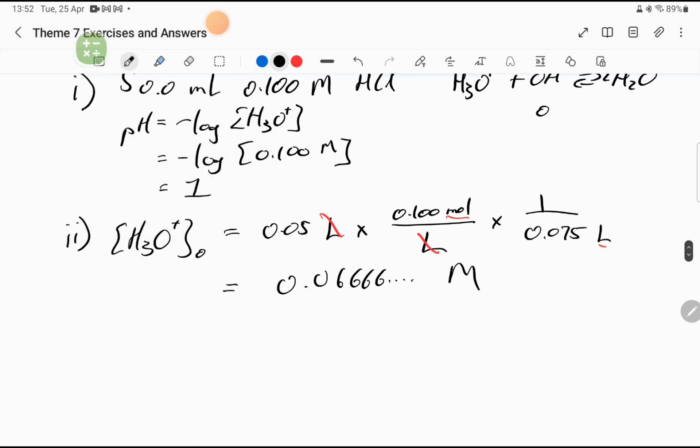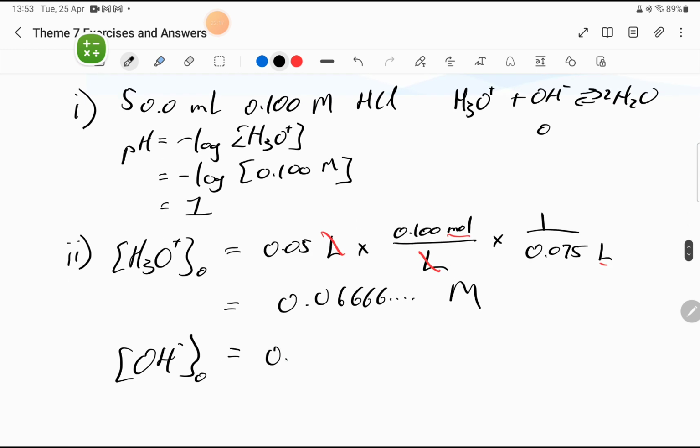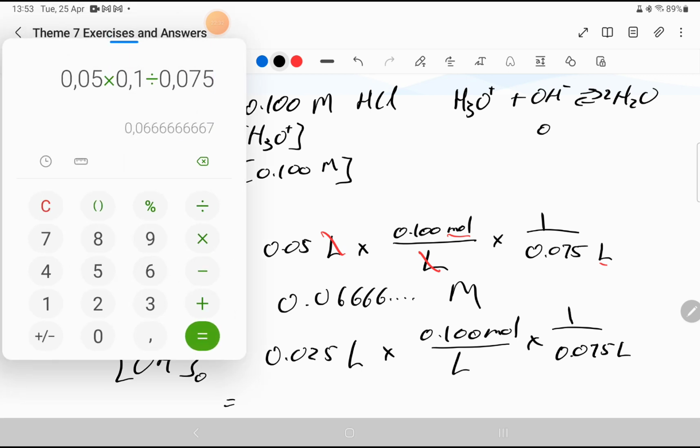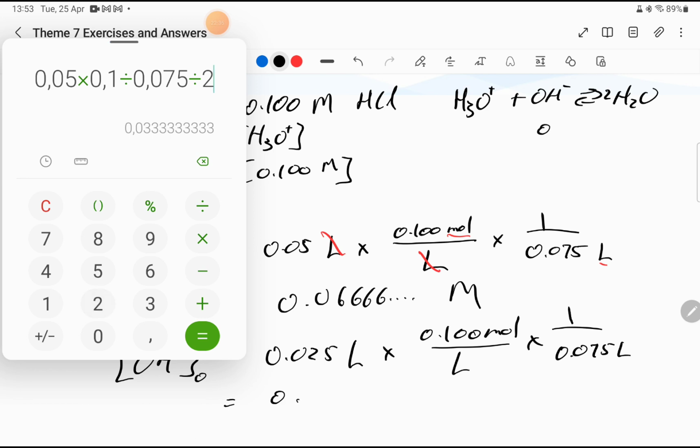Then we can look at what is our initial hydroxide concentration that we've added. This is 0.025 liters times 0.100 mole per liter at our new volume of 1 over 0.075 liters. So that'll be exactly half of what we're dealing with now, so I'm not going to do the entire one. That'll be 0.03333, etc.